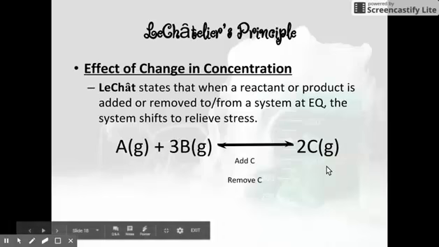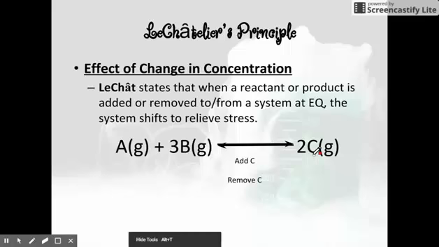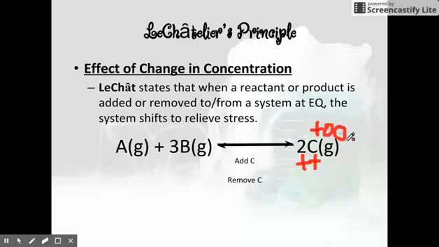So if we add more carbon, or C, substance C to this side, our balance becomes uneven. So this side is too heavy. So in order to relieve that stress, it's going to convert some of our products into our reactants. So it would shift right. And I'm just going to put an R for right.